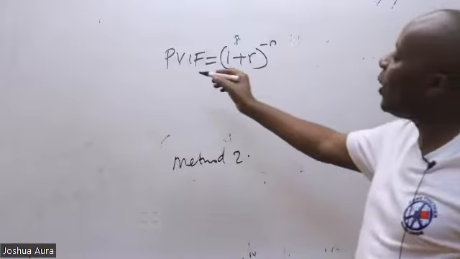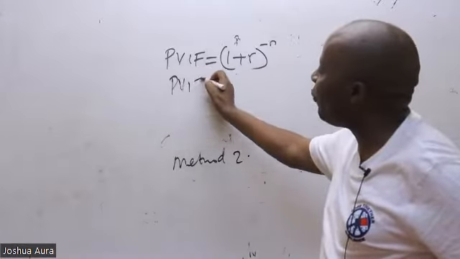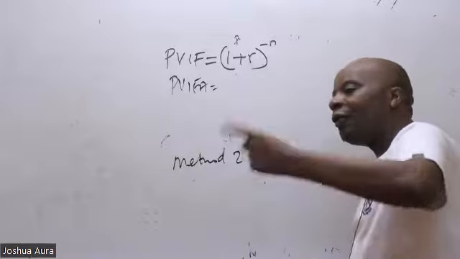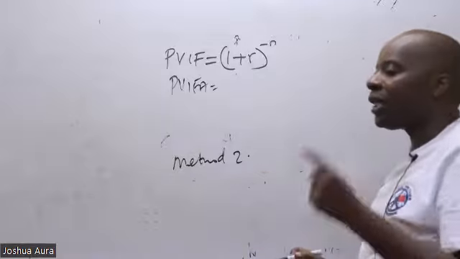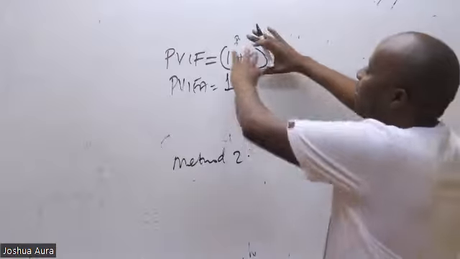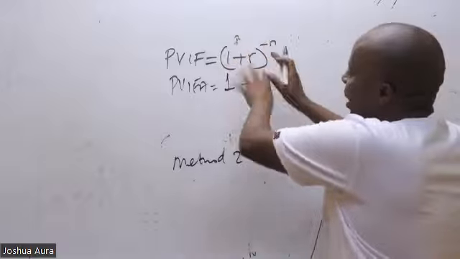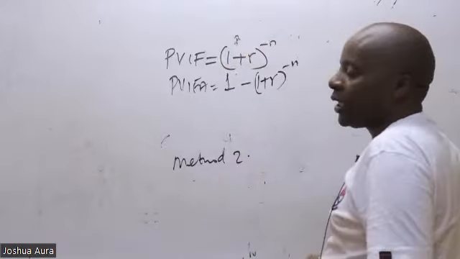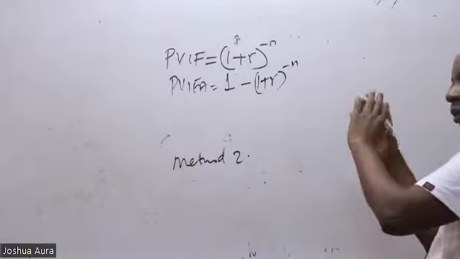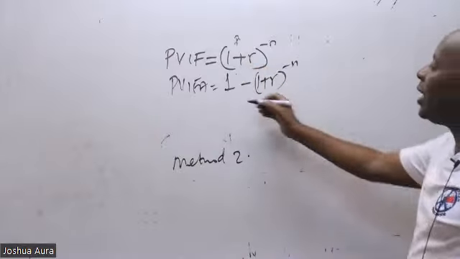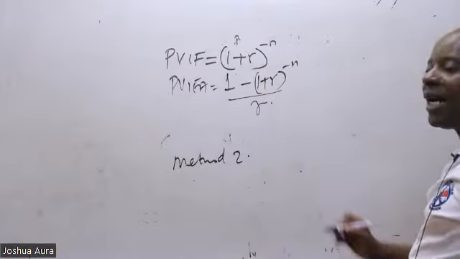And then I also taught you an important formula that we call the PVIFA for the annuities, for the regular amounts. For PVIFA, you will always take 1 minus the smaller formula. And the smaller formula is 1 plus R raised to negative N. So 1 minus this, and then everything is to be divided by R.